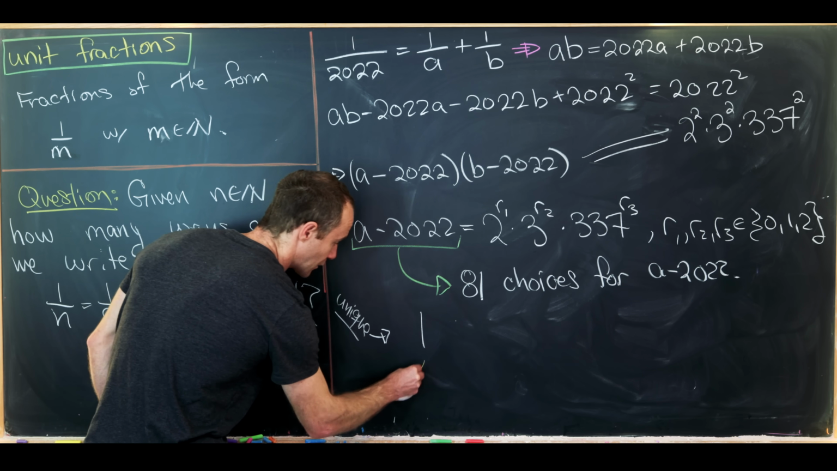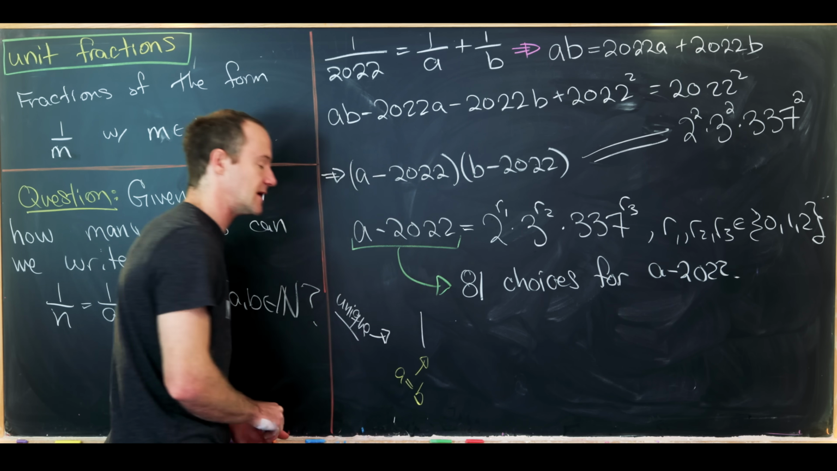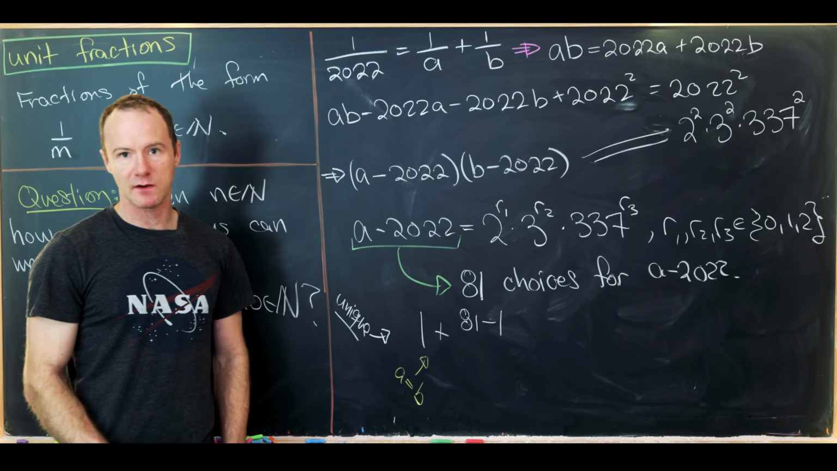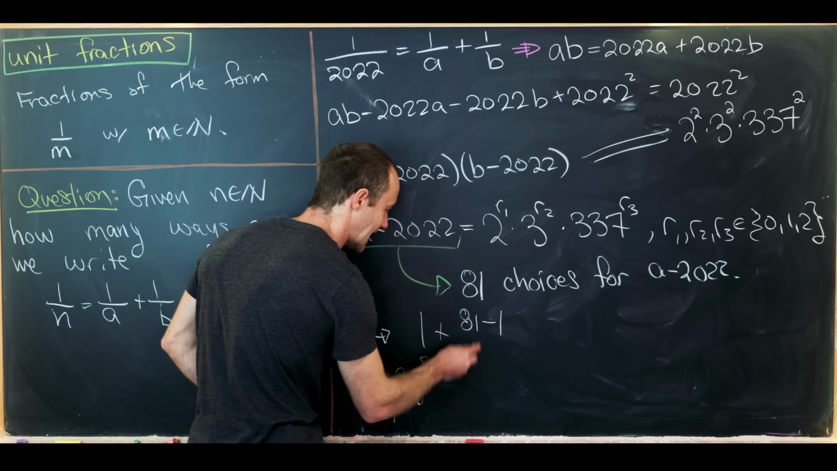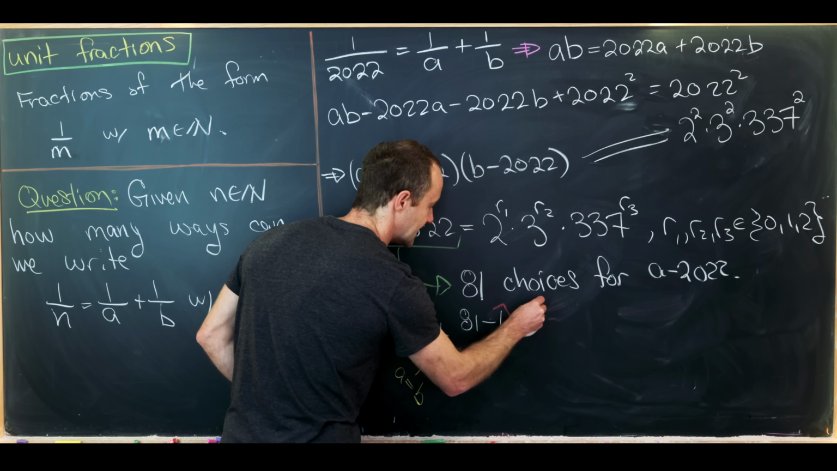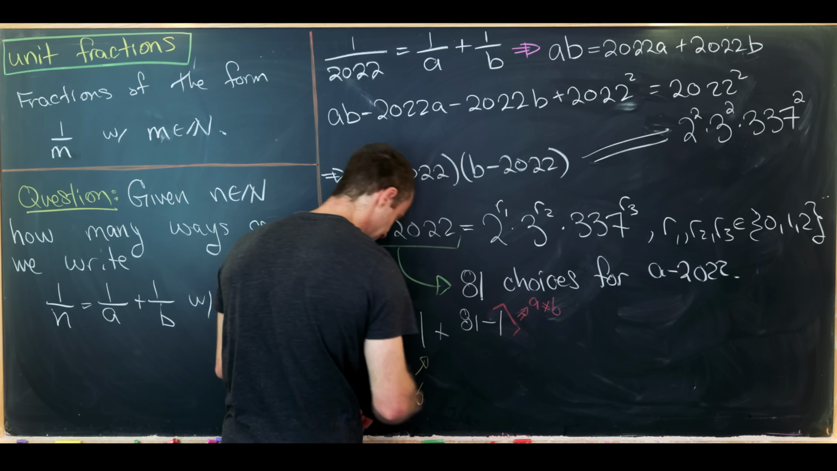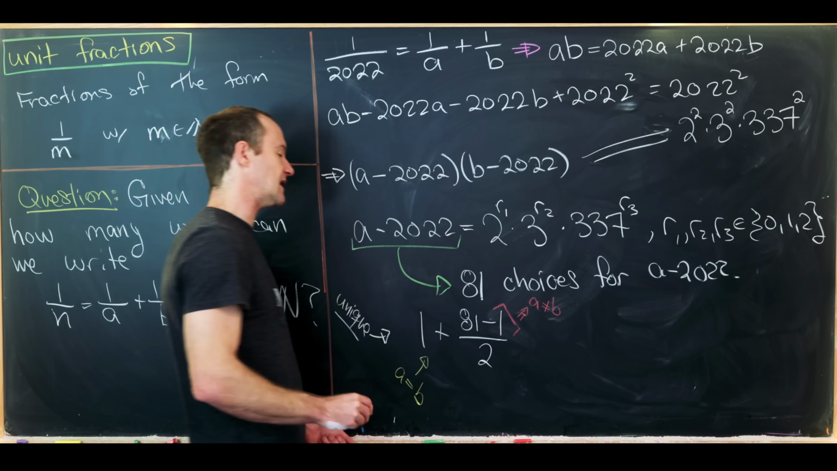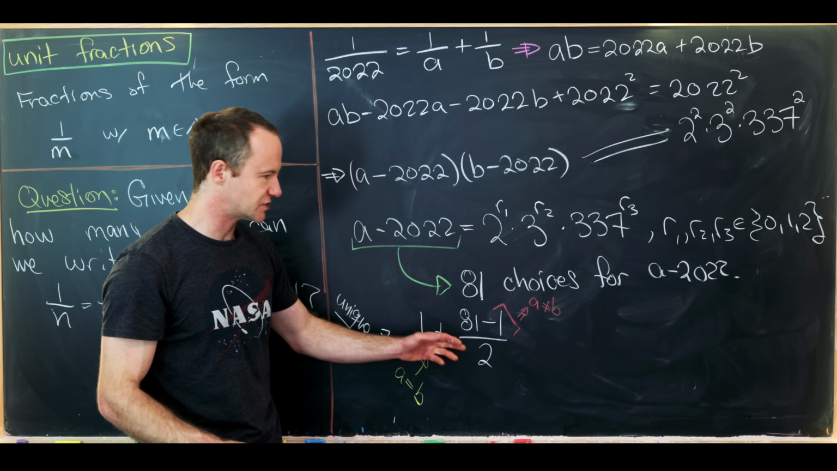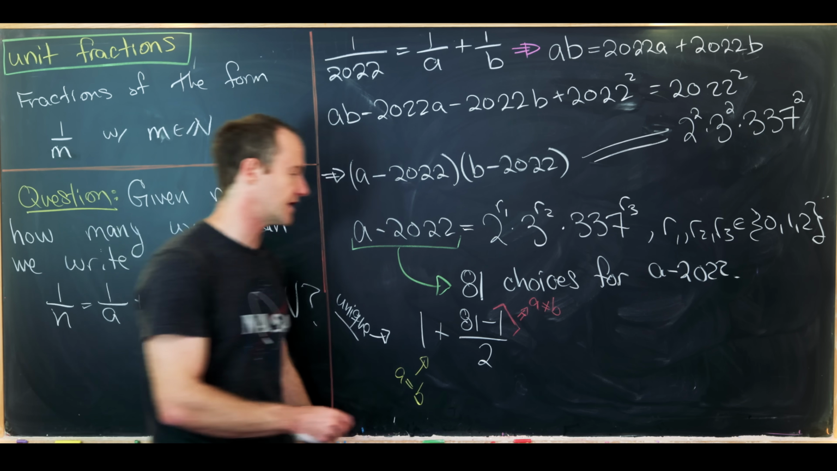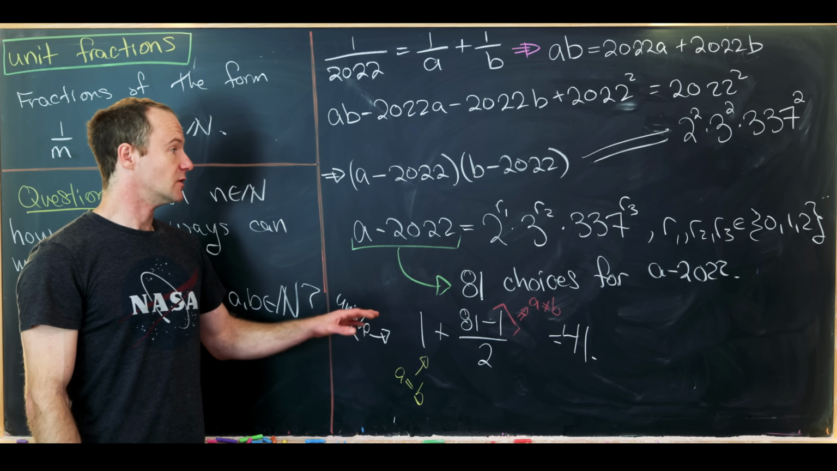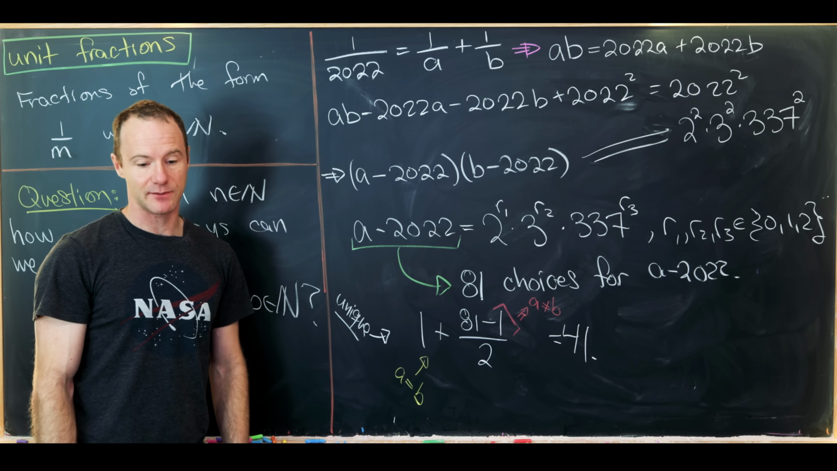So we'll have this number 1, which is the case when A is equal to B, plus 81 minus 1. So that 81 minus 1 will be all of the possibilities when A is not equal to B. So let's write that here. So this would be all of the cases when A is not equal to B. But then by the symmetry between A and B, we have to divide that by 2. So now putting this together, we've got 81 minus 1, which is 80, divided by 2 is 40, plus 1 is 41. So in the end, there are 41 possible ways to choose A and B to do this decomposition.